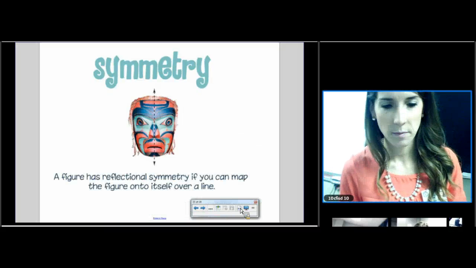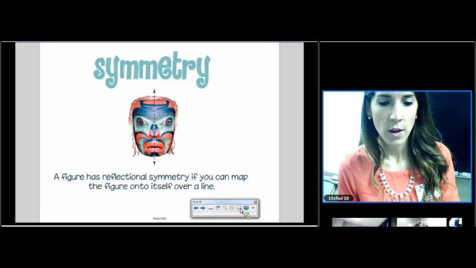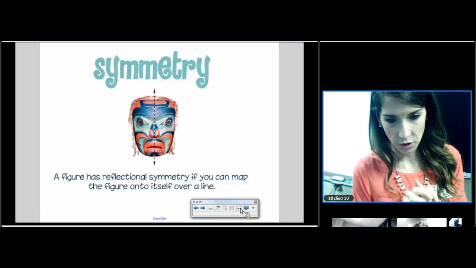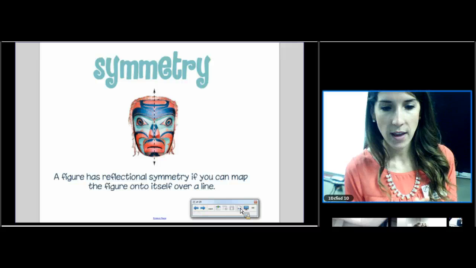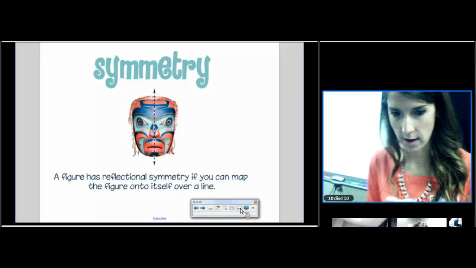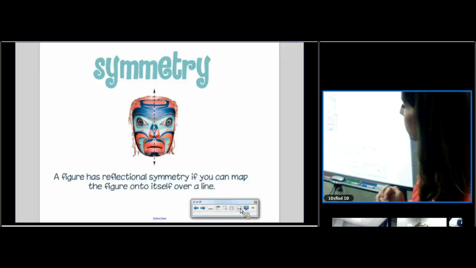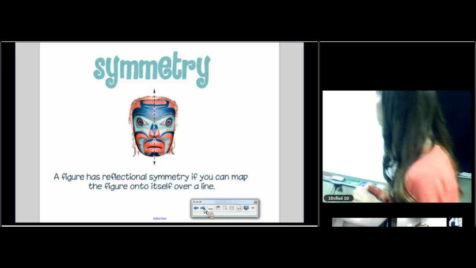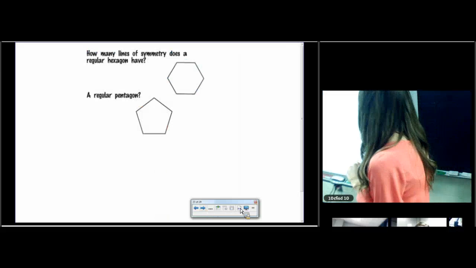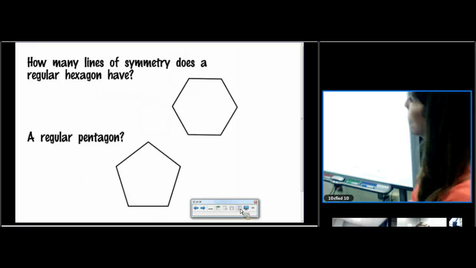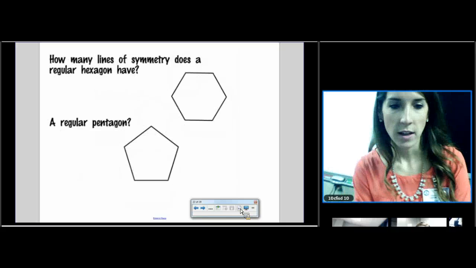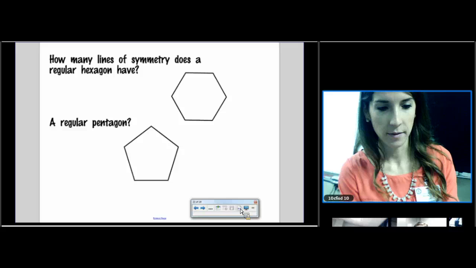You know this already, but I'm just reminding you officially. So a figure has reflectional symmetry if you can map the figure onto itself over a straight line. So that mask has reflectional symmetry. Okay, how many lines of reflectional symmetry does a regular hexagon have?